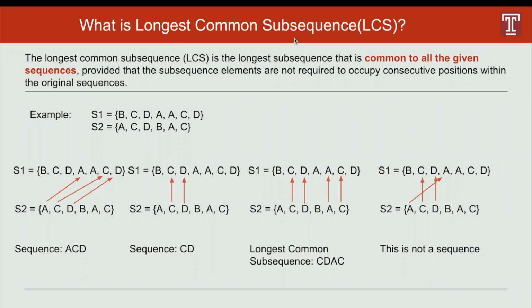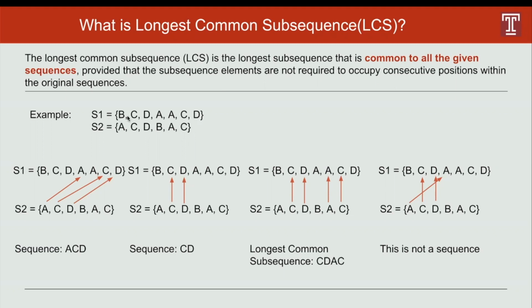First of all, let's look at longest. What is longest? Longest is the highest, right? Longest is the long, the big. That is what it means. What does common mean? There must be two things to compare with, right? And what is a subsequence? Subsequence comes from the word sequence. So what is a sequence? For example, S1 is B C D A C D.